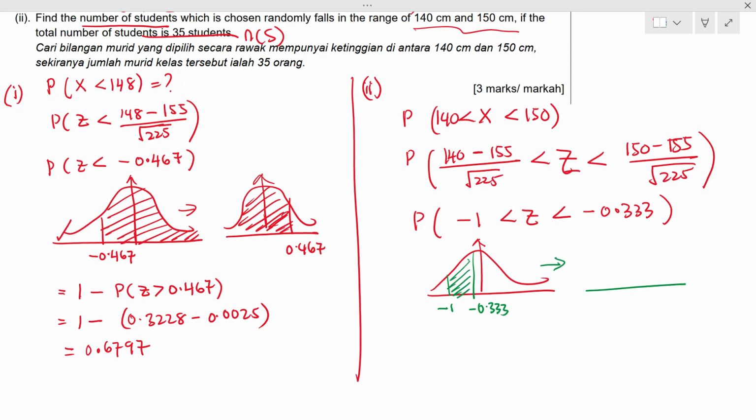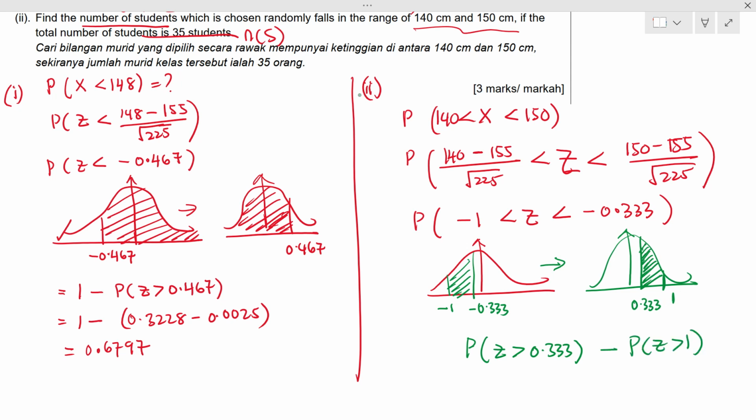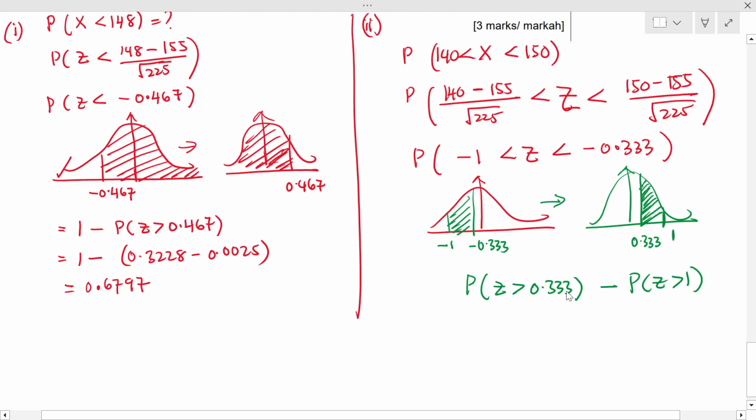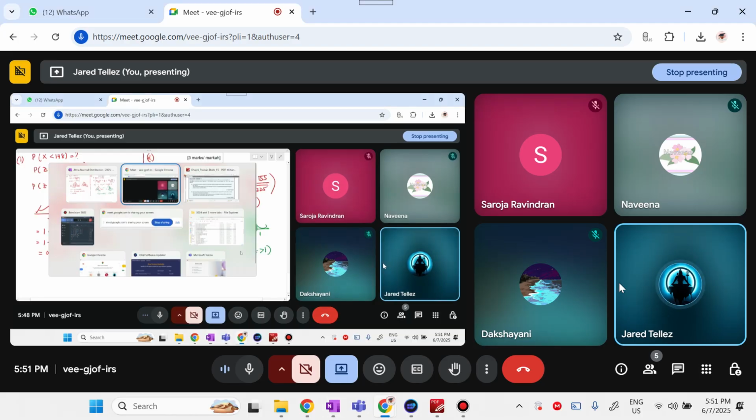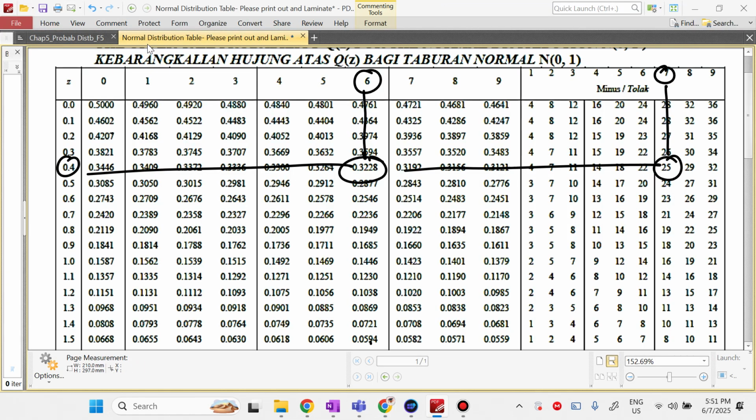Now you reflect this. 0.333 is here, 1 is here. So it means you take out Z greater than 0.333, everything ready. But then you don't need the area more than 1. So probability Z greater than 1, you cut out. You must know to write this one, otherwise you won't finish. Okay, probability Z greater than 0.333. Remember, we got the 0.333.